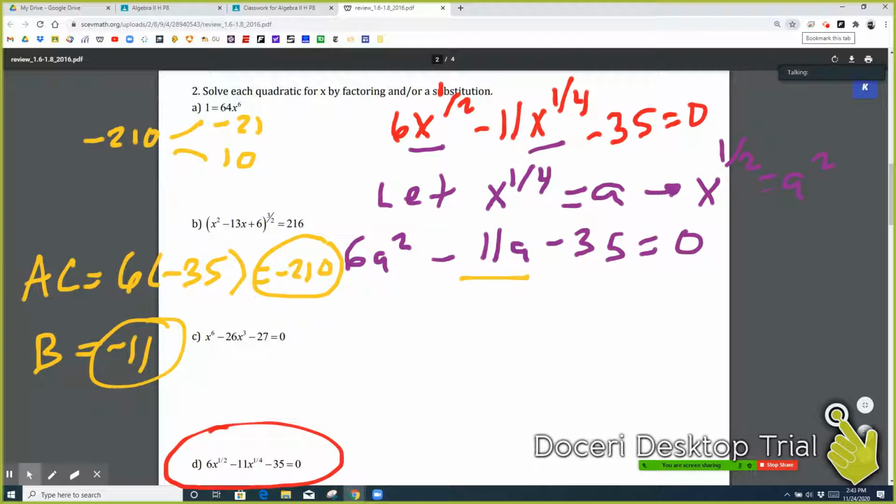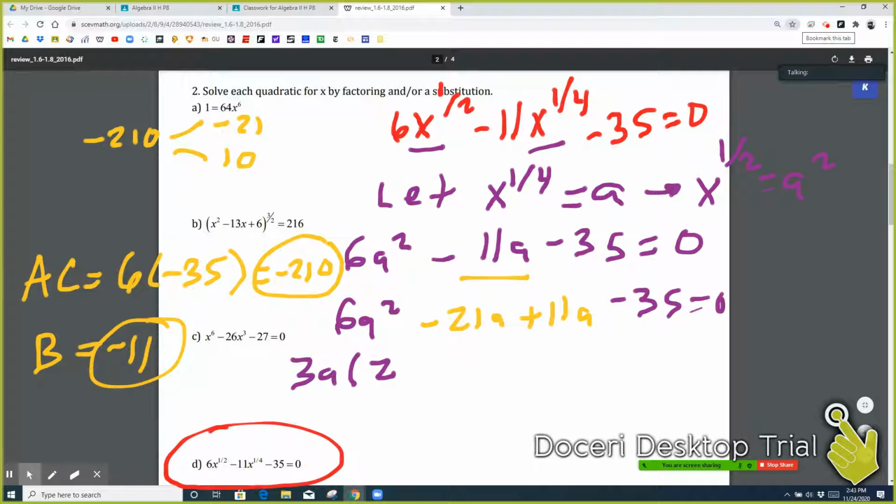So we're going to break up this middle term as negative 21a plus 11a, and then rewrite the other parts exactly how it looks. So 6a squared minus 21a plus 11a minus 35 equals 0. Now I'm going to factor by grouping. So I'm going to pull out a 3a in the first two terms. So I'm left with 2a minus 7. All right, because that's a common factor between these two terms. 6a, good. And then the other two numbers don't have any common factors.